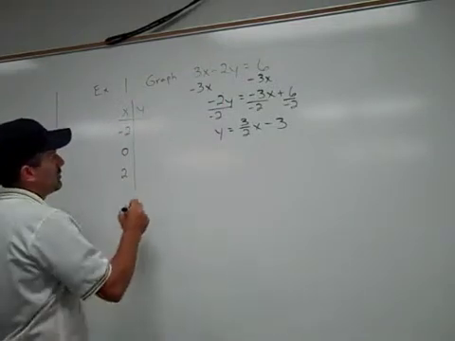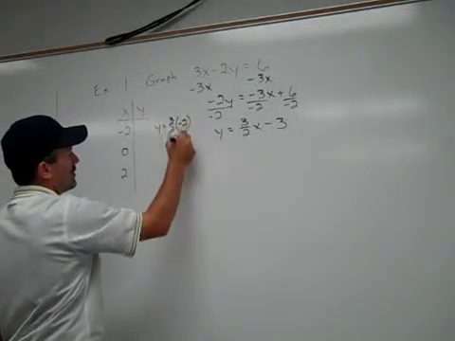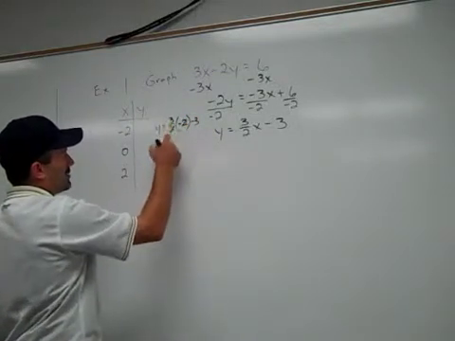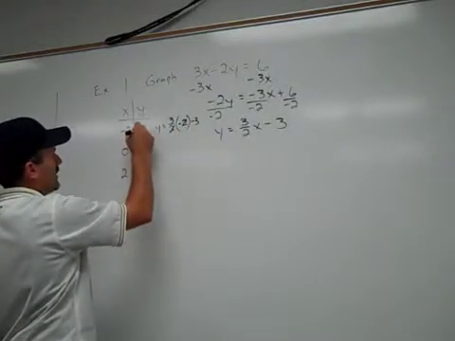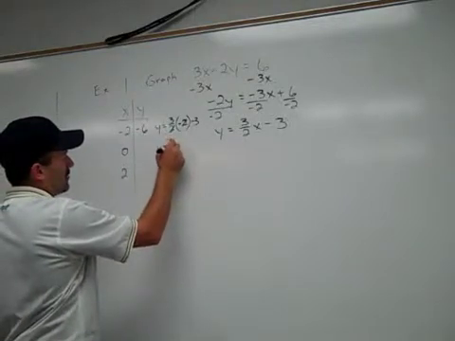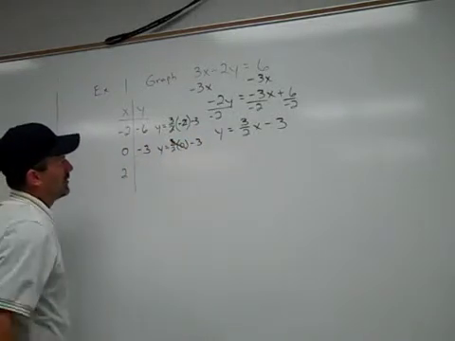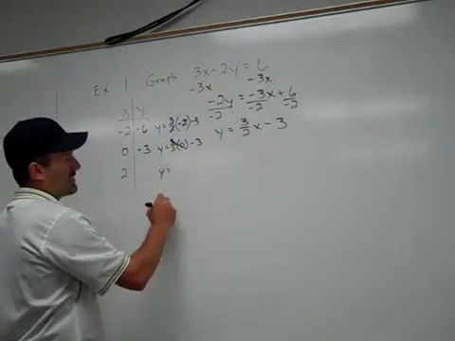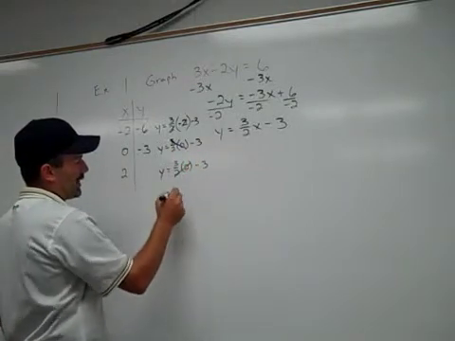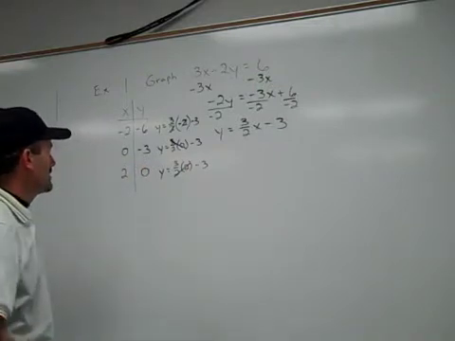So if we choose negative 2, we see that y is going to equal 3/2 times negative 2 minus 3. So 3/2 times negative 2, the 2's will cancel. We get negative 3 minus 3 gives us negative 6. For the second one, this one will be easy. 3/2 times 0 minus 3. Well, 3/2 times 0 is just 0, so we get negative 3. And then finally, when x equals 2, 3/2 times 2 minus 3. Again, the 2's will cancel, and we get 3 minus 3. And that gives us the last value in our t-chart of 0.